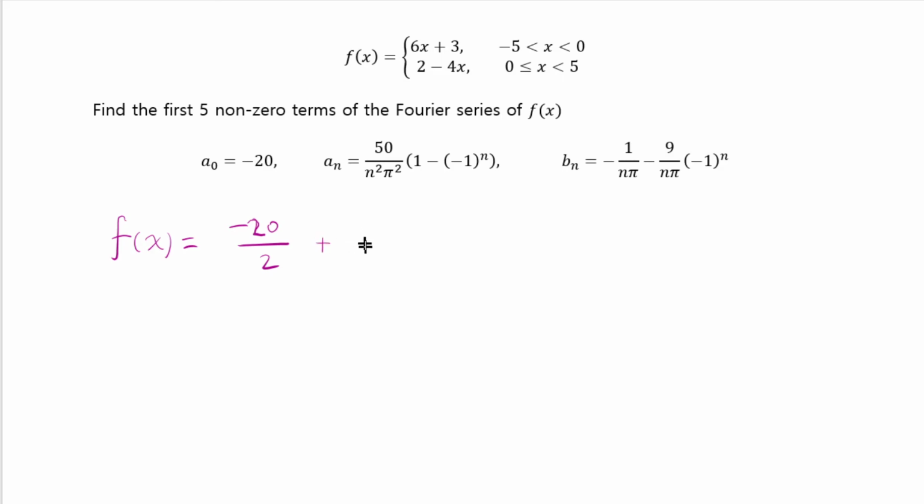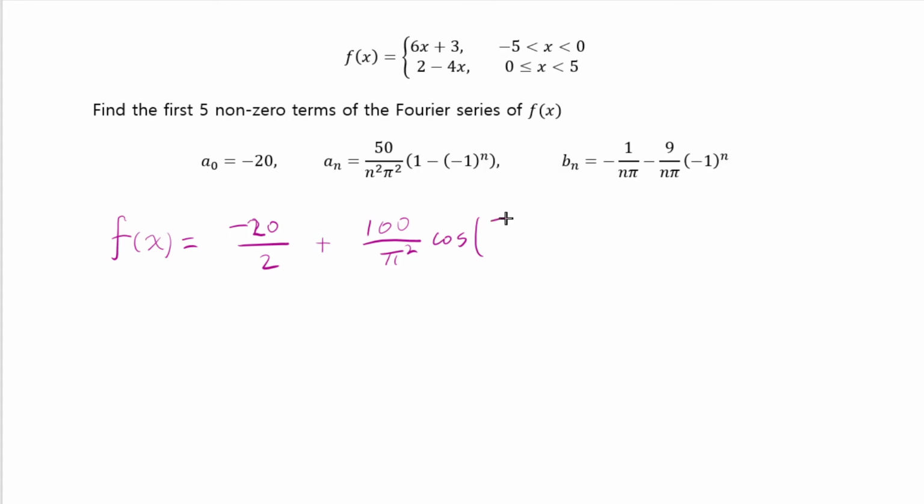And then you have A1. A1 means you plug in 1 here. And when you plug in 1 here, you get 1 minus negative 1, which is 2, right? So 2 times 50, that's 100. Okay? So you get 100 over n squared pi squared. But remember, n is 1, so you end up with 100 over pi squared. Okay, n is 1. All right, so that's the very first value, and it's cosine n pi over 5.